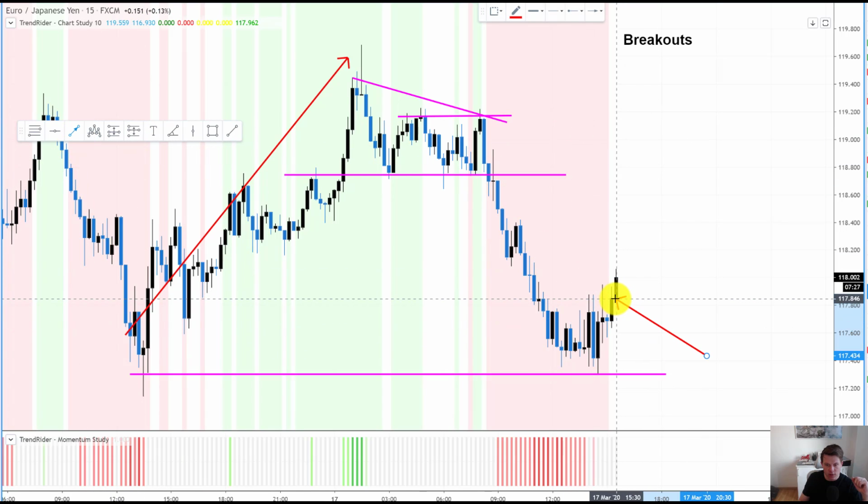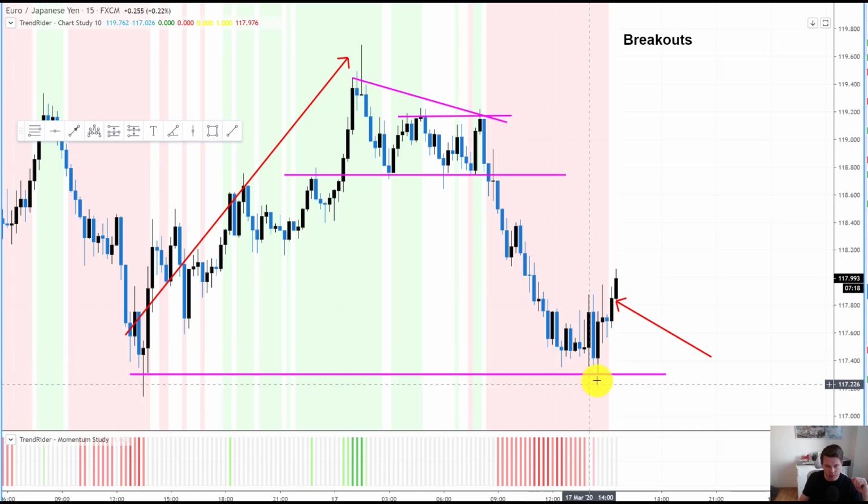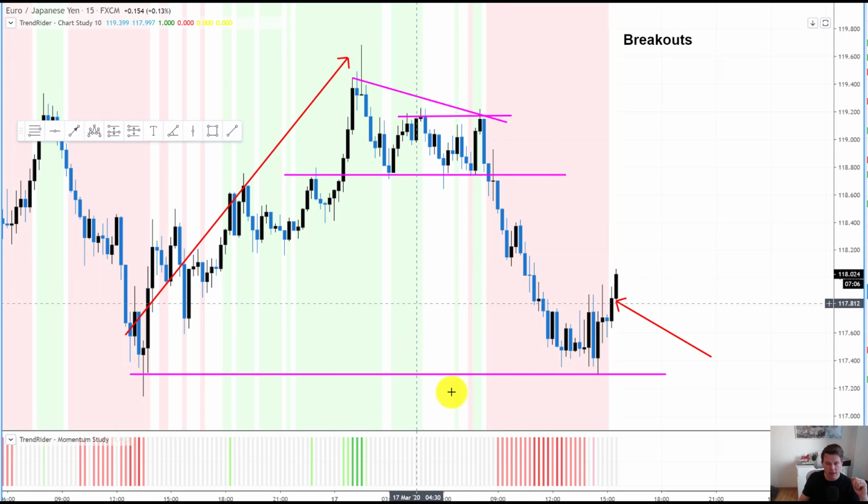So here is where the background color turned white. You would have given back a little bit of your profits if you are not taking profits at the previous low point. And this is then how you can use breakouts and riding the trends. This is really where the trend rider comes in with its absolute core strength. It's identifying moments when the trend really accelerates.